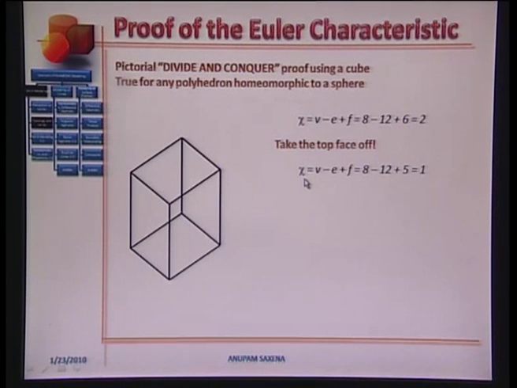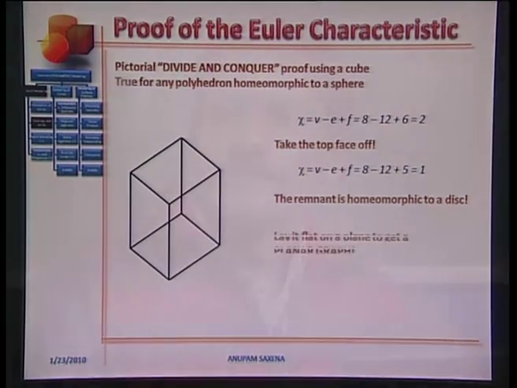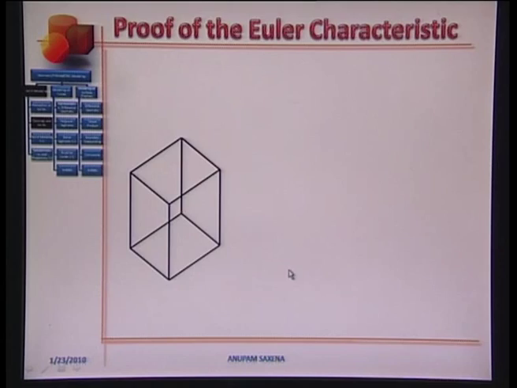If you do that, the Euler characteristic changes to 1 because the number of faces reduces from 6 to 5. You can also note that this surface now, which is not bounded anymore, is homeomorphic to a disk, and therefore, it can be laid flat on a plane. When you do that, you get a planar graph. This is how.